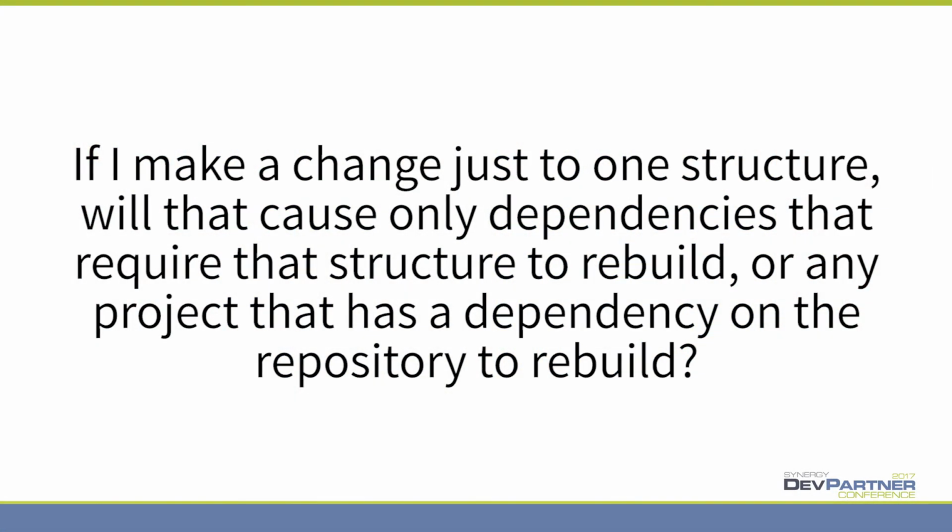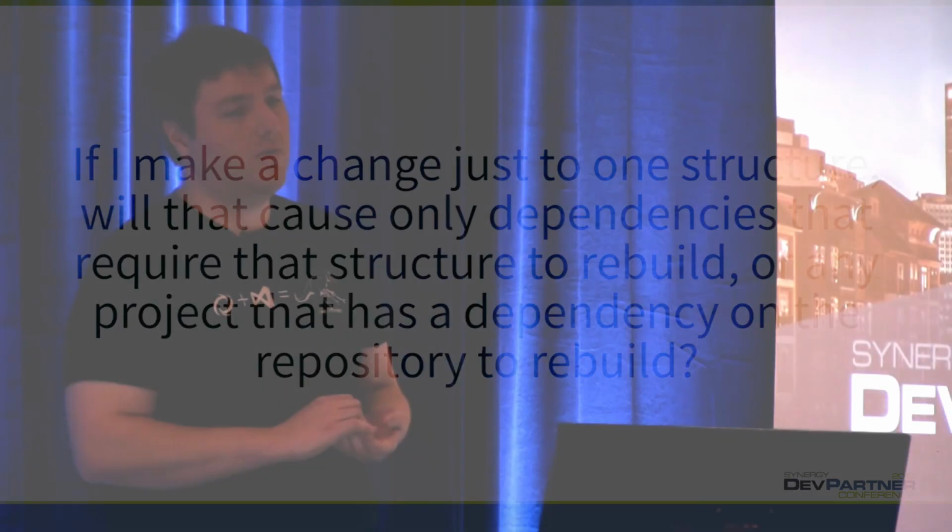Okay. If I make a change just to one structure, will that cause only dependencies that require that structure to rebuild, or any project that has a dependency on the repository to rebuild? So right now, the checking against the repository is done on timestamp. Like we want to do with ELBs, we would love to be able to do more specific dependency checking in the future, but right now it is just going to be if the repository itself has changed in any capacity, all of the dependencies will build.